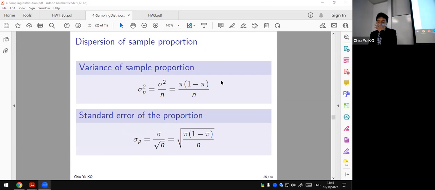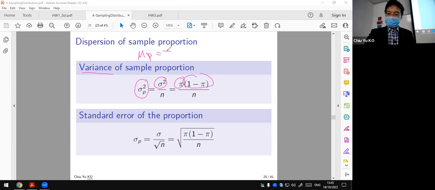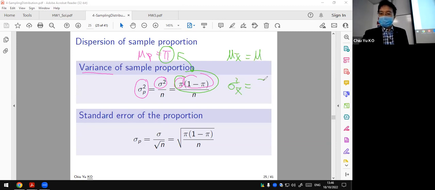Now, here is a little bit trickier, but nothing new. Sigma squared, in our case, is pi times 1 minus pi. The interesting part is the variance of P, which is pi times 1 minus pi over n. One interesting point is that for binary data, the sample mean and the variance are related. Remember, for X bar the mean is mu and the variance is sigma squared over n, and they are unrelated. But in the current context, both are related through pi.